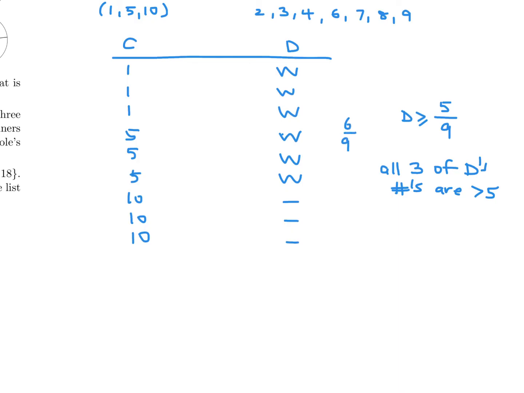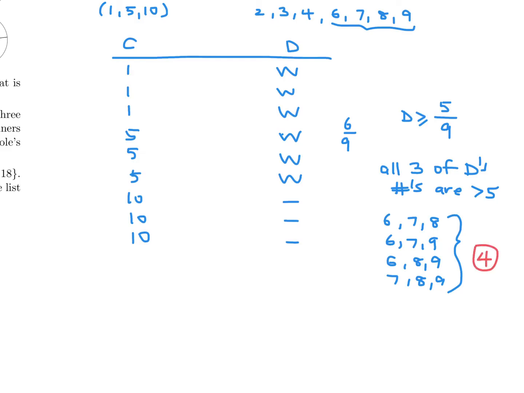So that scenario can happen if, let's see, we want all 3 numbers to be greater than 5, so we're going to choose from those 4. So let's see what we can get here. We can get 6, 7, and 8, 6, 7, and 9, 6, 8, and 9, or 7, 8, 9. So these 4 would satisfy the condition that his probability of winning is greater than Carol's.